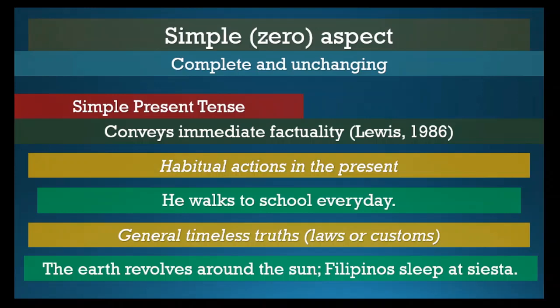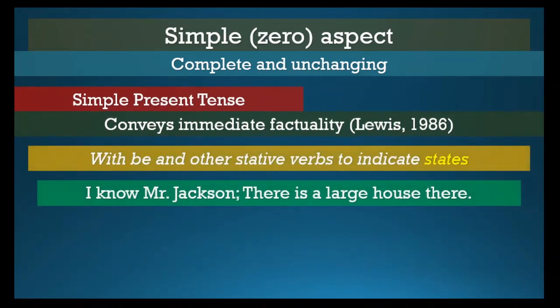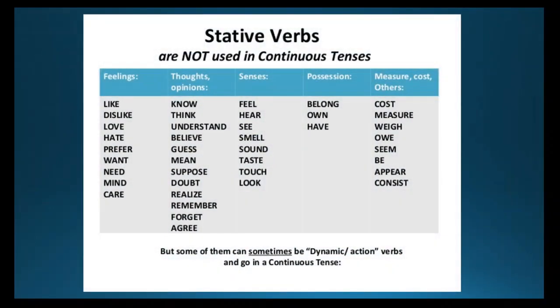Now, simple present tense is also used to indicate certain states, like in these examples: I know, Mr. Jackson, there is a large house there. These are other stative verbs that take the simple present, and definitely not the progressive aspect. Sir, can they be used in perfect aspect? Again, this is the list of stative verbs that take simple present and not the progressive aspect.